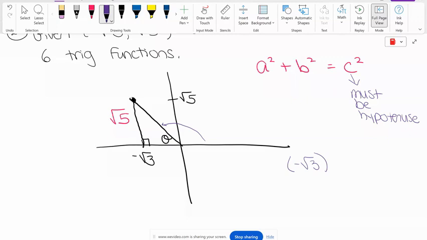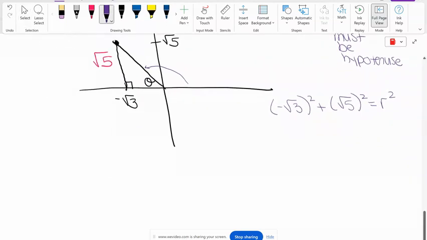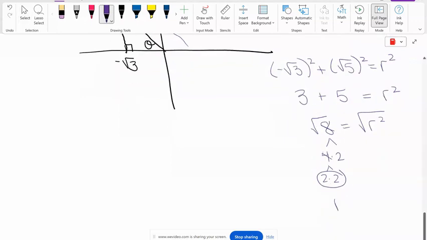So we're going to have negative root 3 squared plus root 5 squared equals r squared. Just 3 and 5, you got it. 3 plus 5 equals r squared. 8 equals r squared, and now we square root both sides. Can we simplify the root of 8? Yes. I could break this down into 4 and 2, and then 4 becomes 2 and 2. So the radius will be 2 root 2.